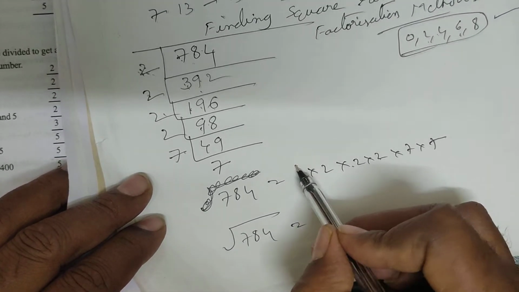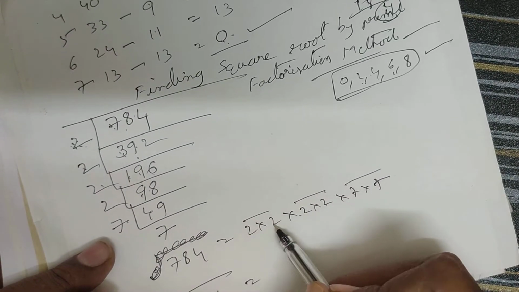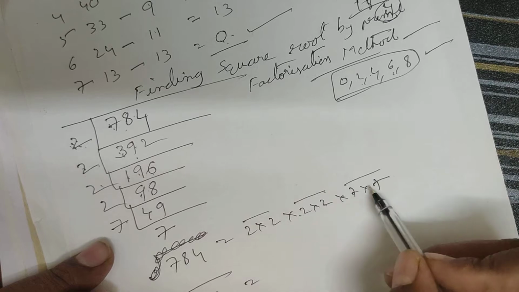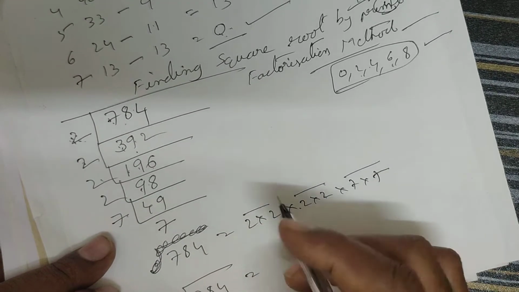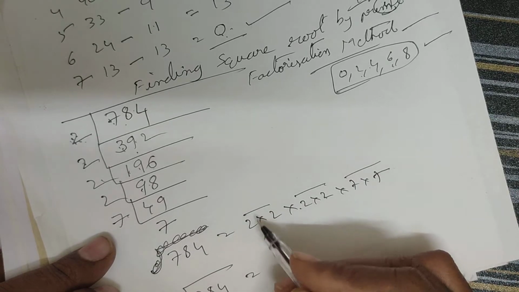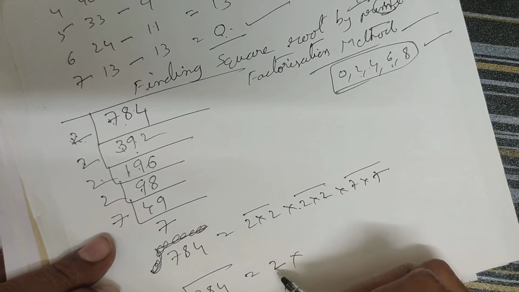what you have to do is make the same numbers into pairs. Same numbers: 2 2, 2 2, 7 7, like that. Different numbers won't be a pair. Same numbers will be paired. So among each pair, only 1 you have to take down. This is one pair of 2, so 1 2 take down.